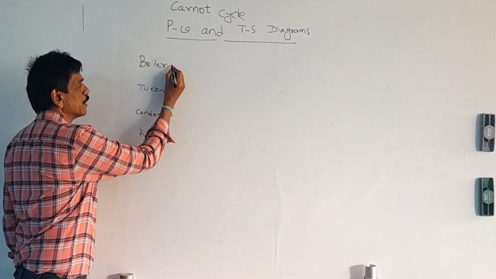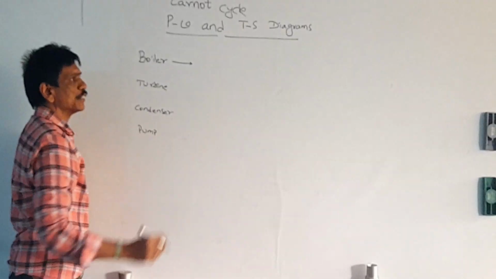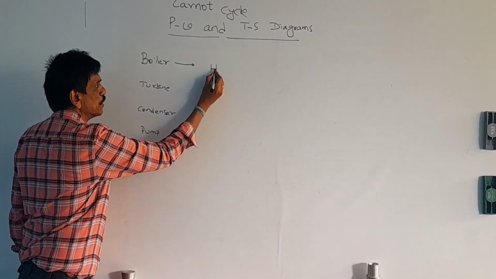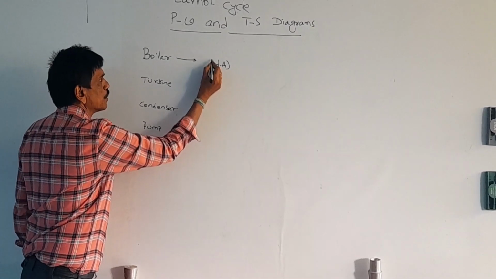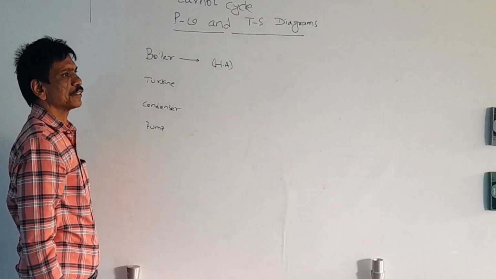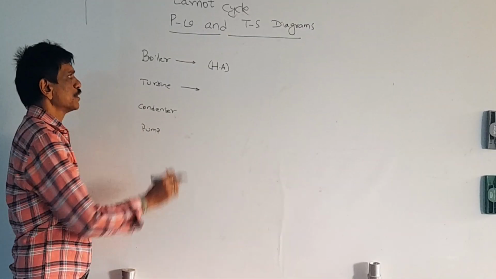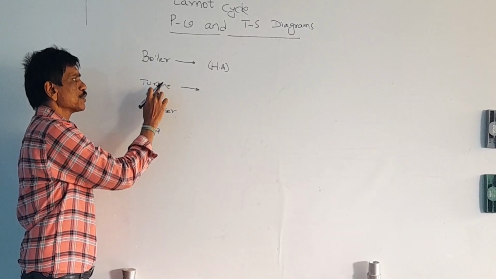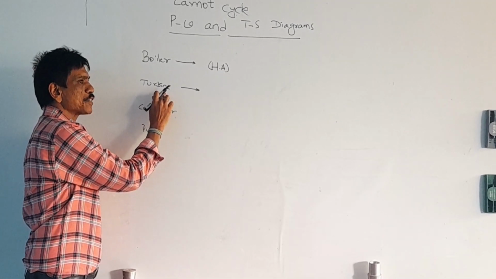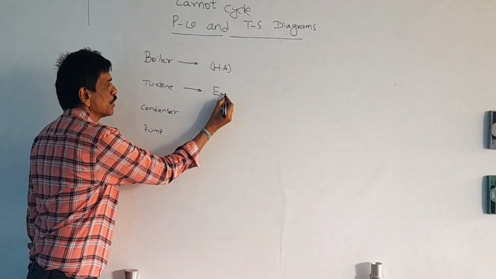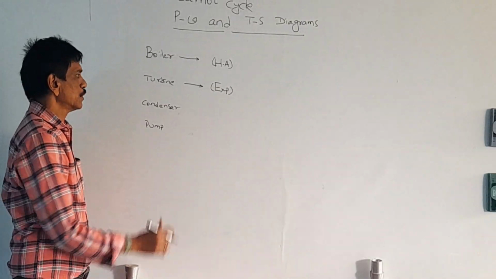So in the boiler, the heat is added. The process occurring in the boiler is called the heat addition. In the turbine, expansion occurs. The steam that passes through the turbine expands, and the power is produced. So the operation occurring in the turbine is the expansion.